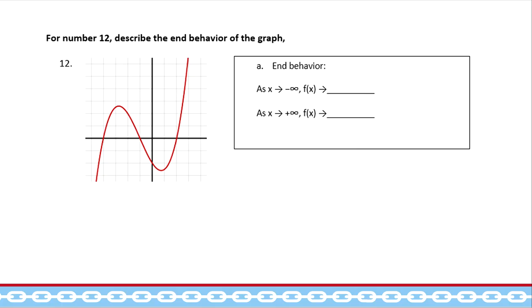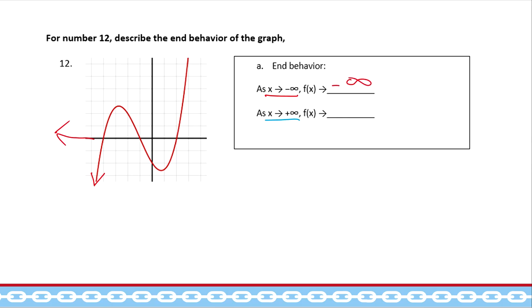End behavior here on number 12. End behavior, we're looking at what happens to our graph, our line, our output as x approaches negative infinity and positive infinity. So looking here, as x approaches negative infinity, that means as our x value continues to get smaller and smaller, what is happening to our output or our f of x? Y is headed down. So in this case, we'd be headed to negative infinity.